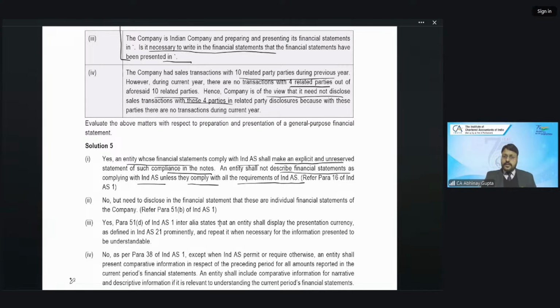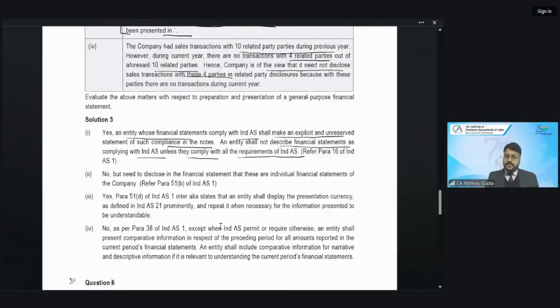Second, the word standalone. What to do? Do we need to mention it everywhere? No, but management needs to disclose that these are the individual financial statements. So the word standalone is not mandatory, but management needs to disclose that these are not consolidated but individual financial statements. Instead of using the word standalone, individual financial statements can be mentioned.